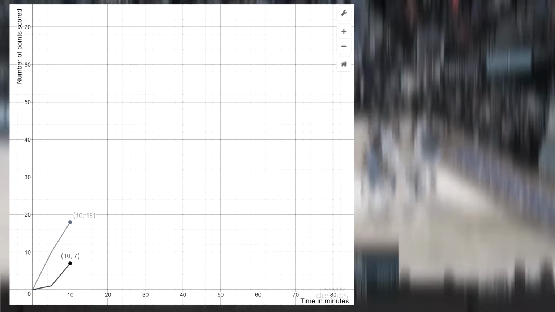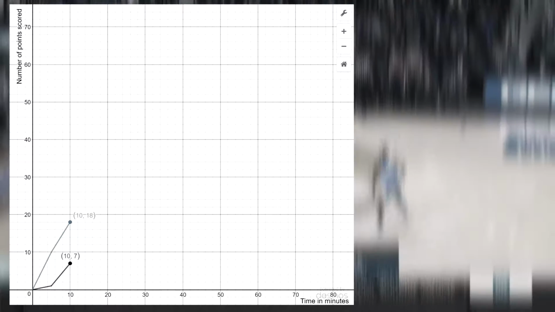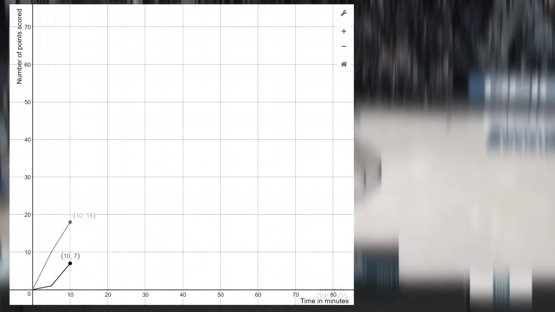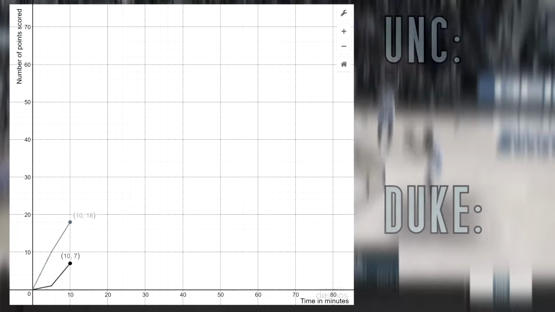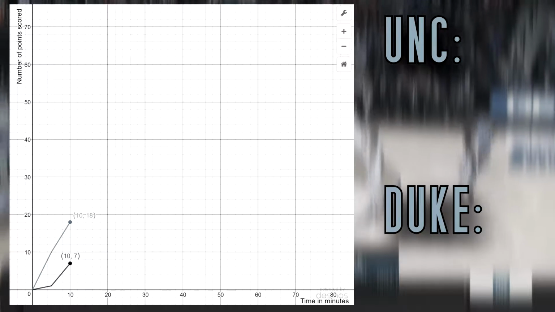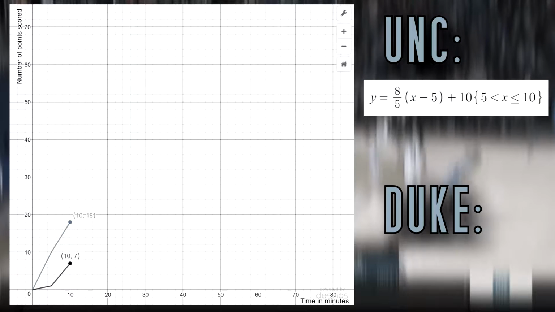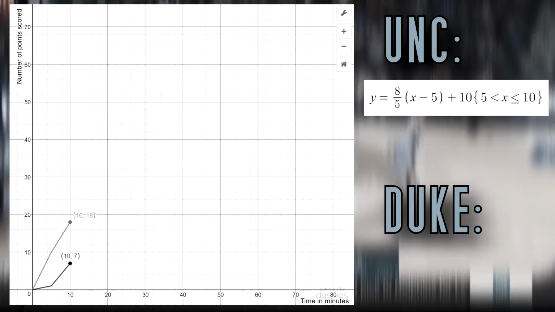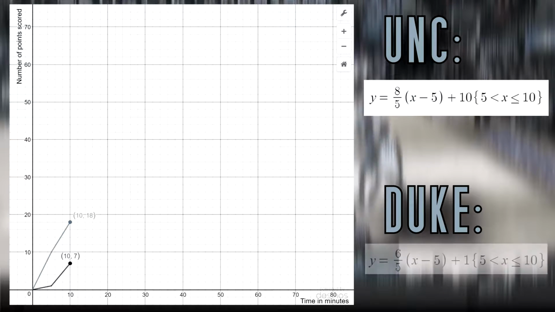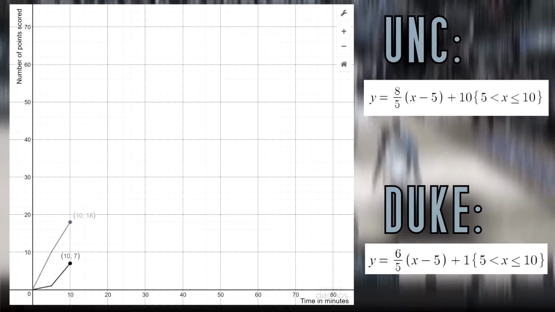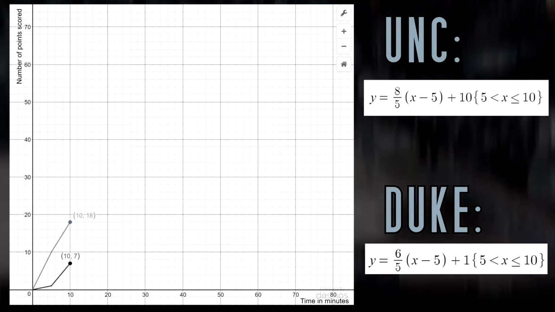As you can see, UNC scored 2 more points than Duke between the 5 minute to 10 minute interval. In this time interval from 5 minutes to 10 minutes, UNC's piecewise function is 8/5 (x - 5) + 10, and Duke's piecewise function is 6/5 (x - 5) + 1.